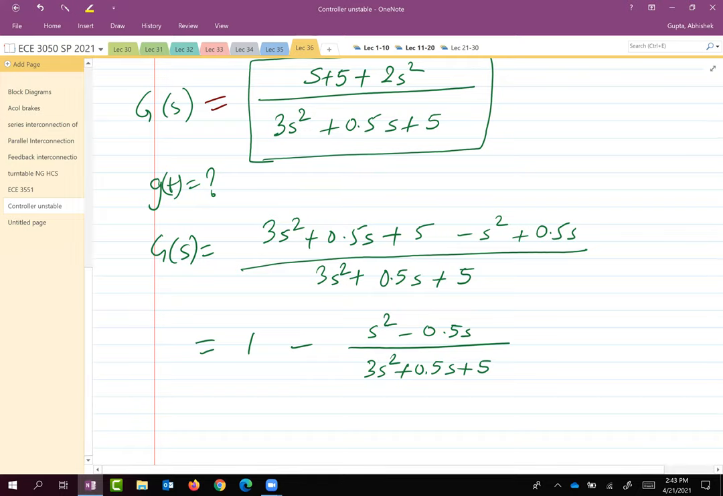I want to make sure that the numerator has a lower order than the denominator. So how do I do that? Oh, wait a second. Sorry. I'm going to multiply it by 2/3.